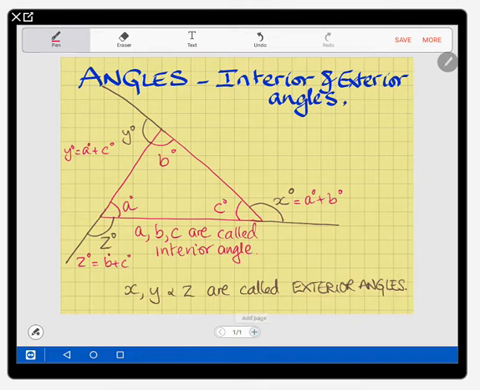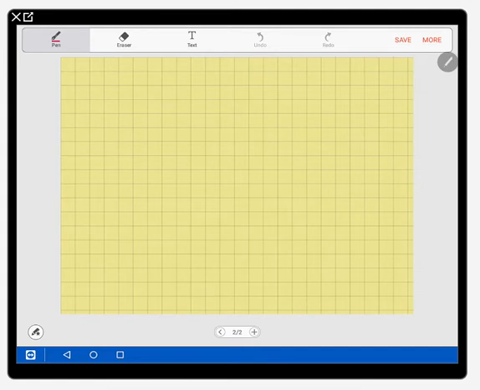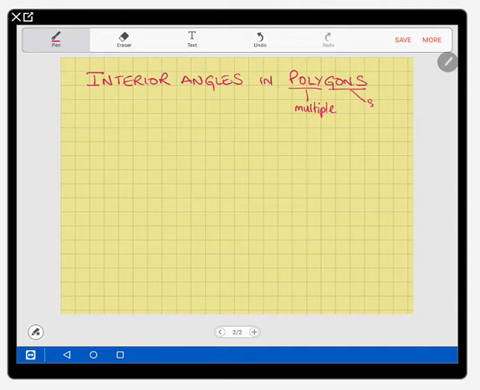Very often, okay, let me talk about interior angles and polygons. What is a polygon? Poly means multiple, and gon, I think it means sides. It's a shape with multiple sides. So let's consider the simplest polygon with the minimum number of sides, which is a triangle.